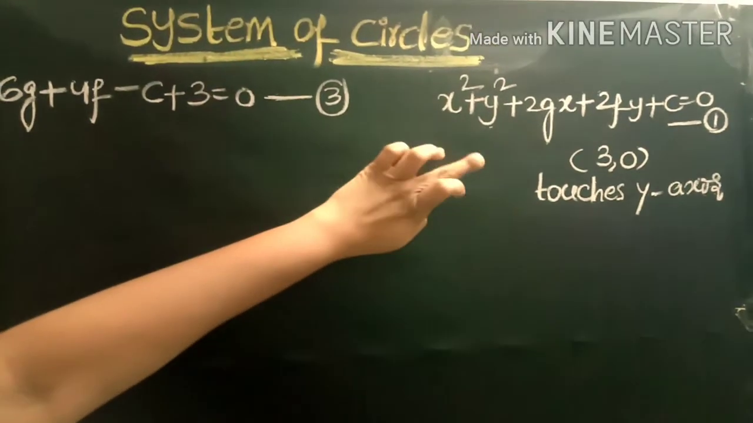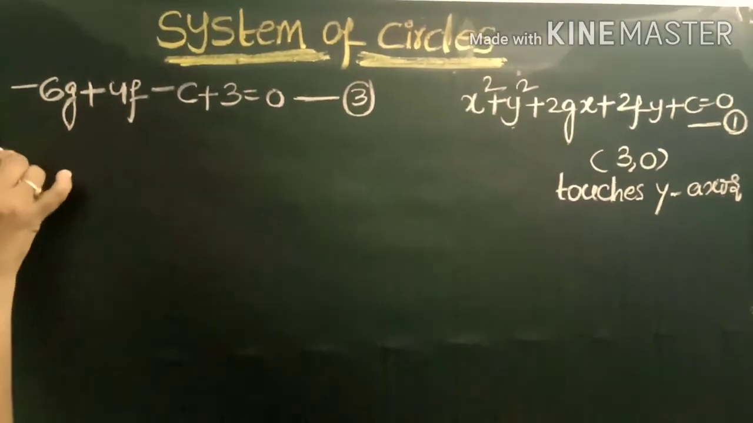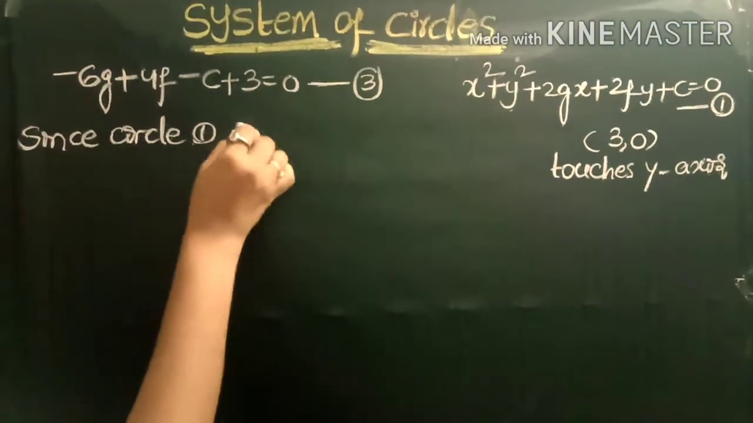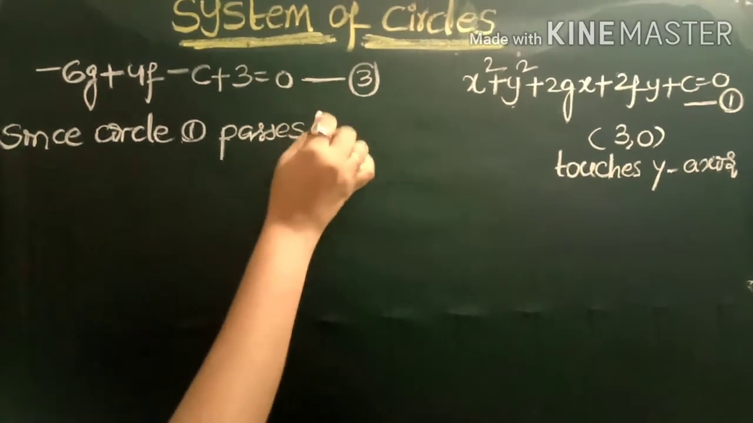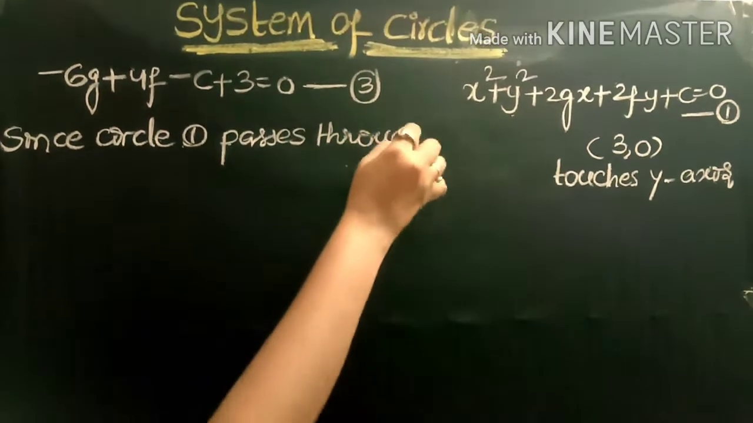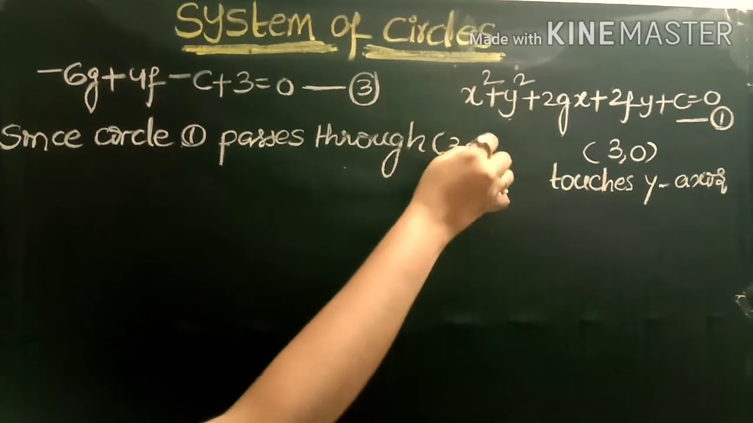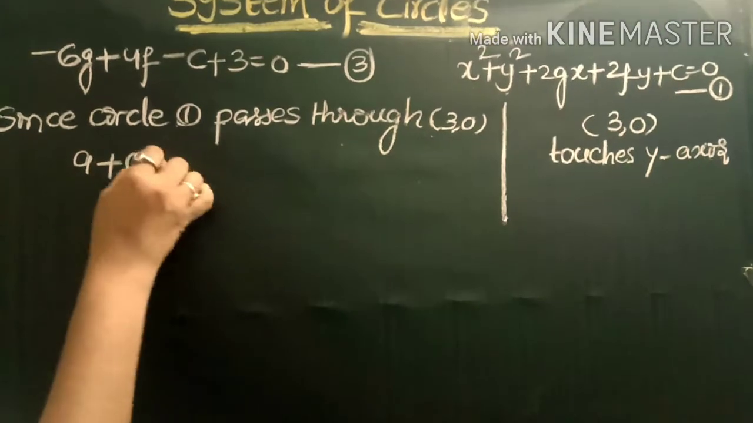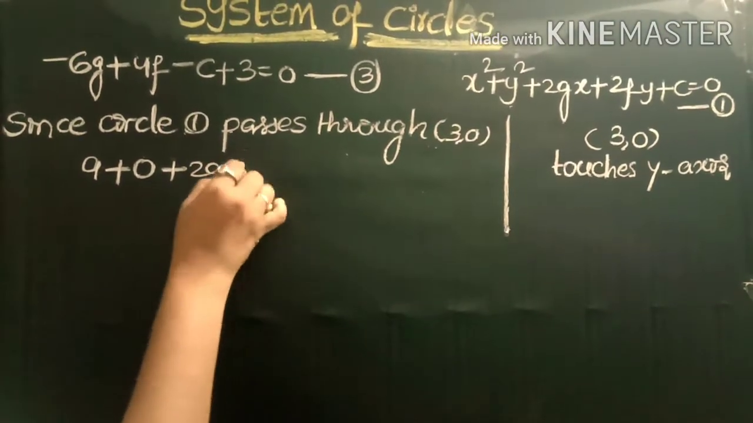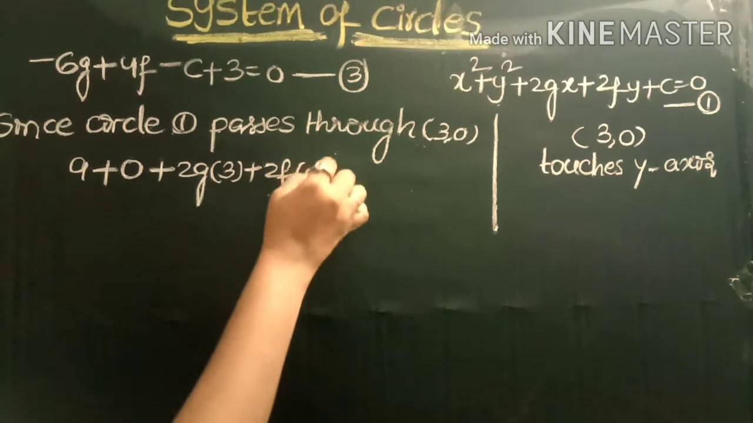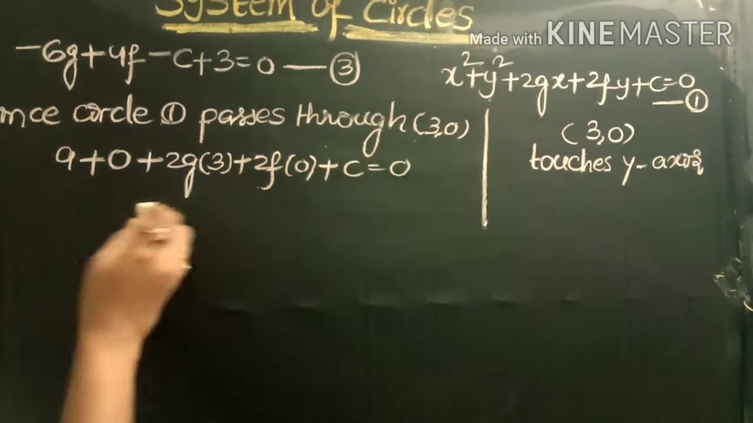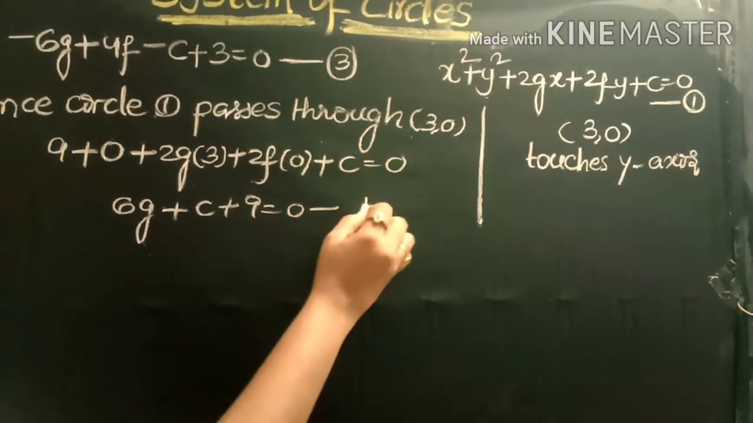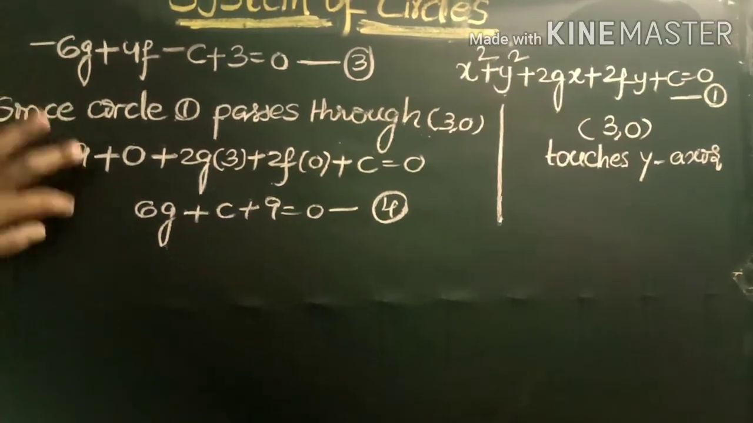Also given that the circle passes through the point (3, 0). Since circle 1 passes through (3, 0), we replace this point in the circle equation: 3 square, 9, plus 0 square, 0, plus 2g into 3 plus 2f into 0 plus c is equal to 0. That is 6g plus c plus 9 is equal to 0. So equation 4.